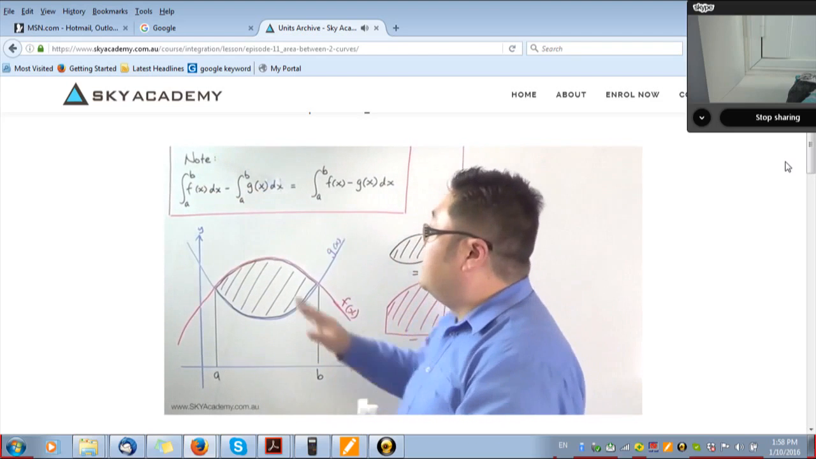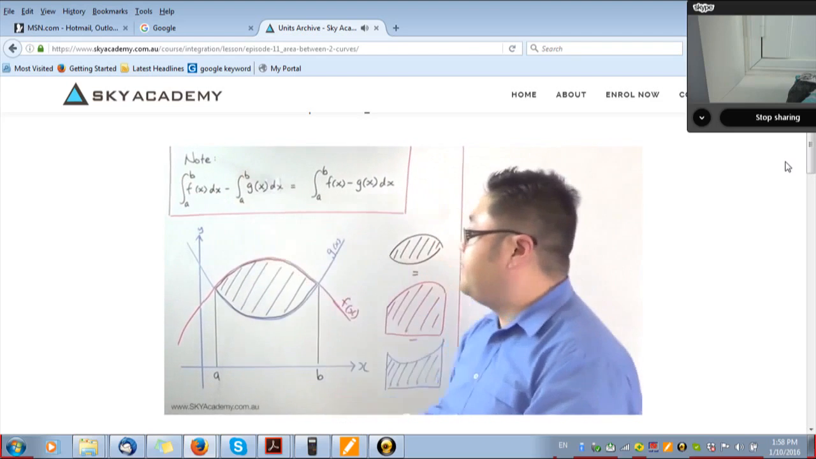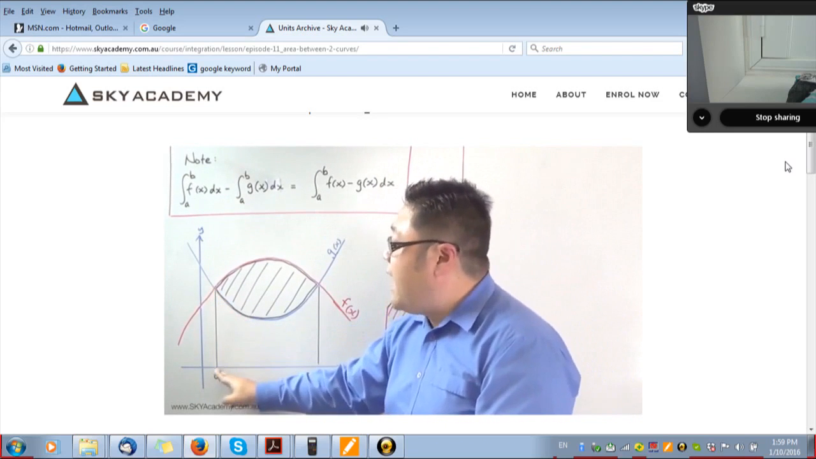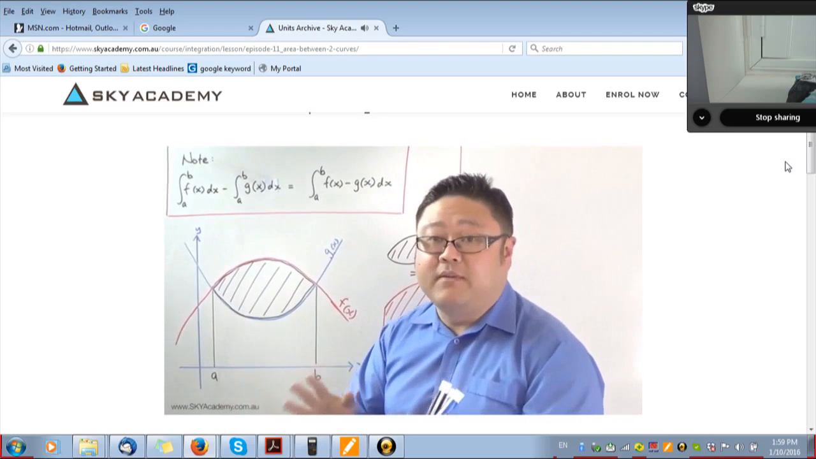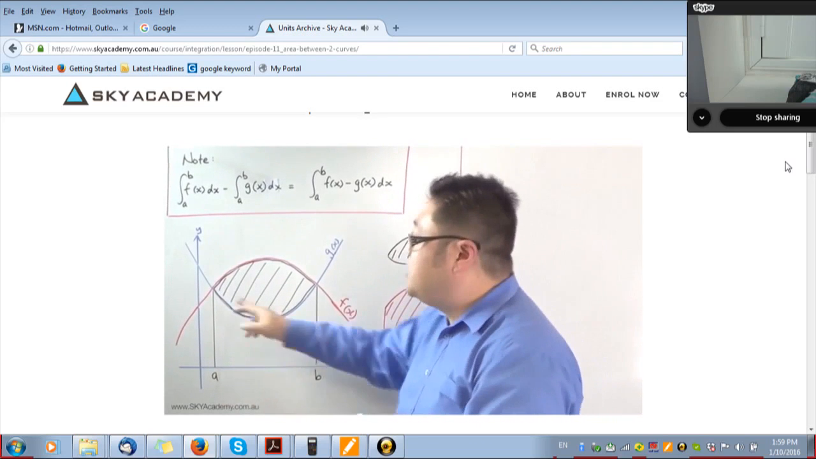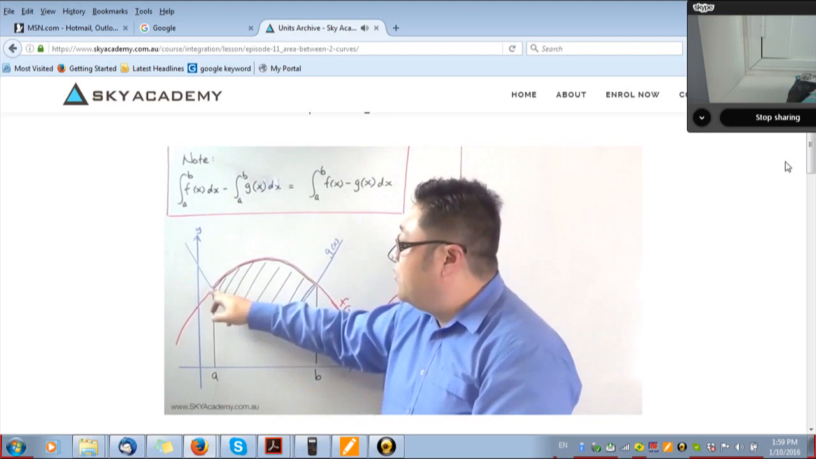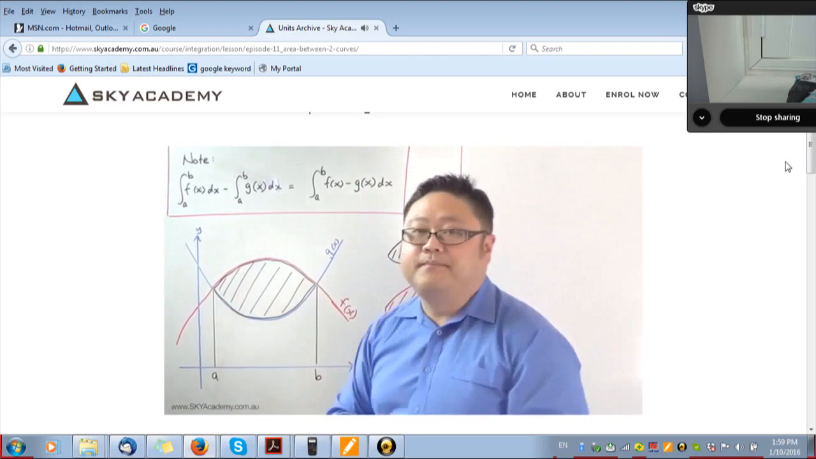Okay. Now, let me just say something at this point. You're not always going to be given A and B, the limits. You're not always going to be given the limits on the graph. Sometimes you have to work out what the limits are. How would you work out where this point is and where this point is?